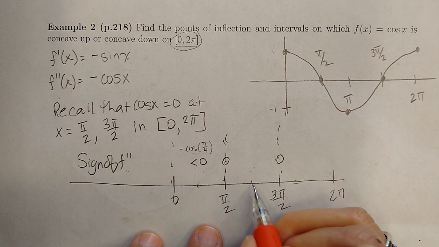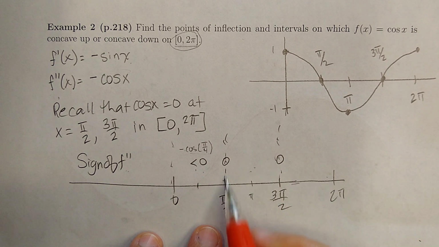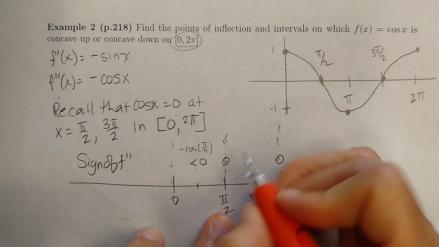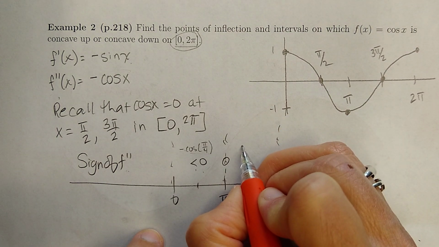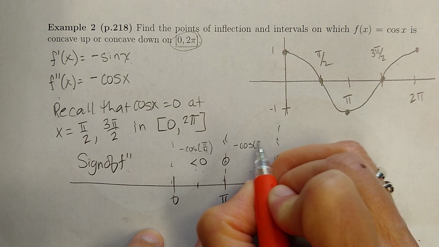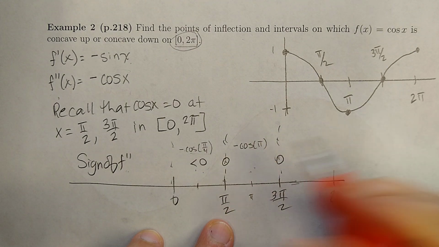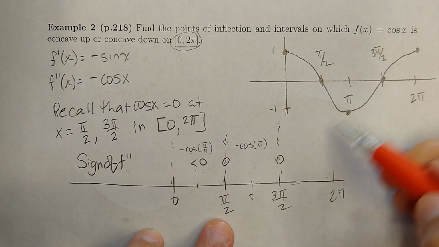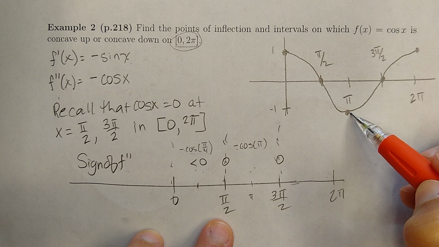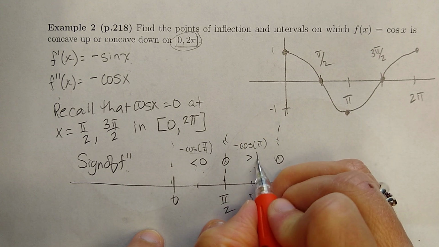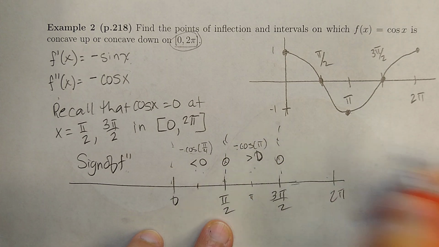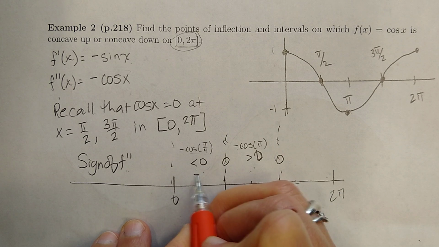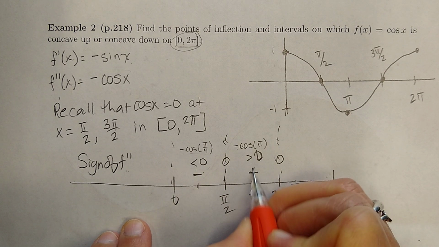Now let's pick something in between here. The obvious thing to pick in the interval between pi over 2 and 3 pi over 2 is pi, and negative cosine of pi is negative, and then cosine of pi is -1, so that's going to be +1, which is greater than 0. So this one is negative. This one so far is positive.